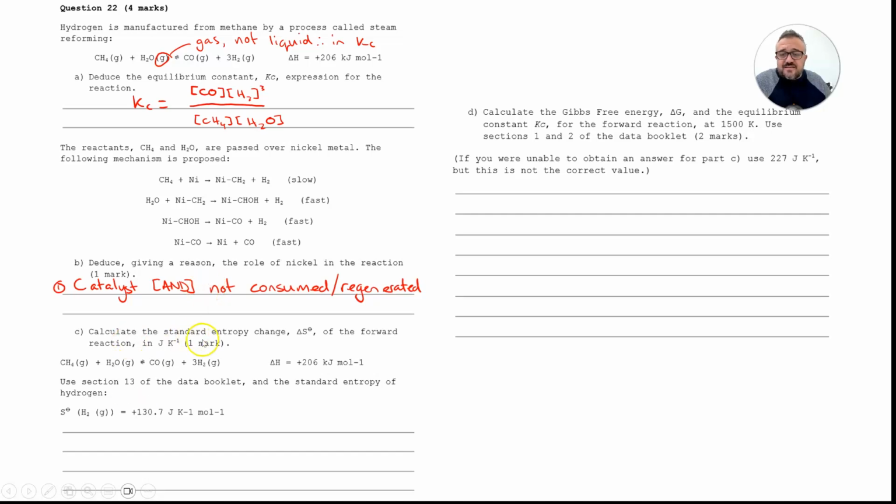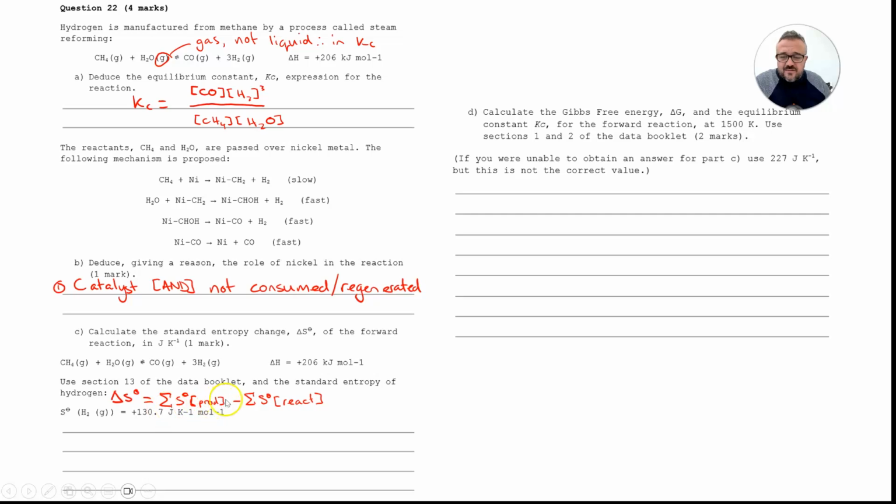Alright, calculate the standard entropy change, delta S, of the forward reaction in joules per Kelvin. There's 1 mark for this. We use section 13 of the data booklet, and the standard entropy of hydrogen is given there. That means it's not in the data booklet, right? So they give it to you. Okay, so let's have a look.